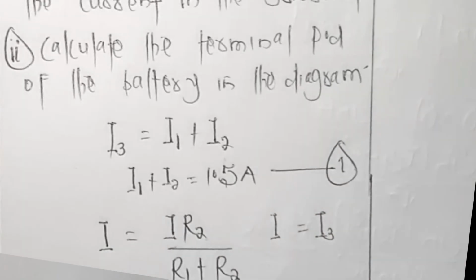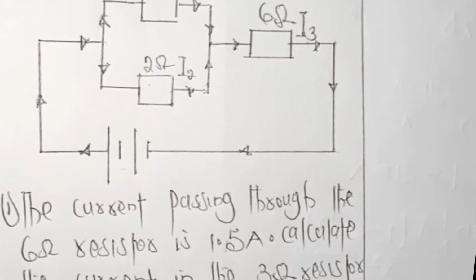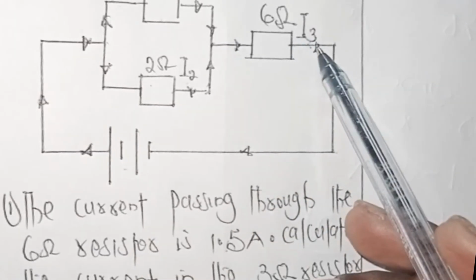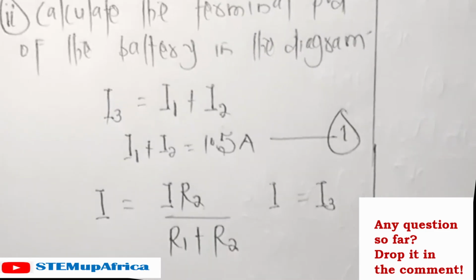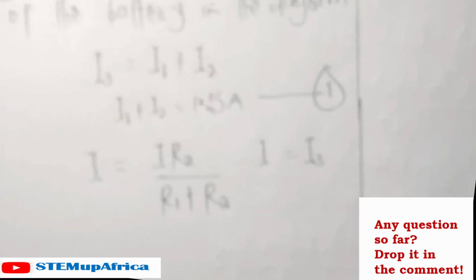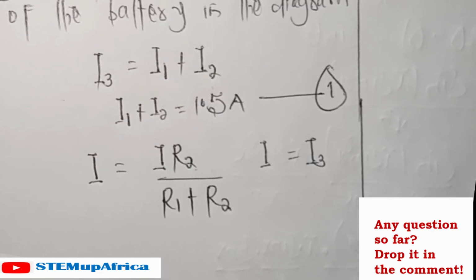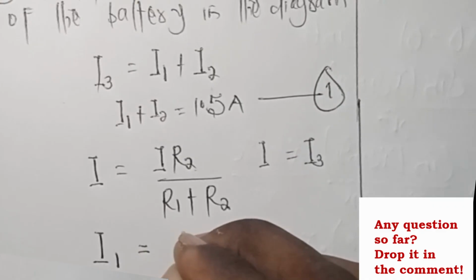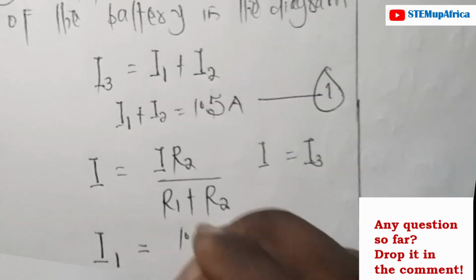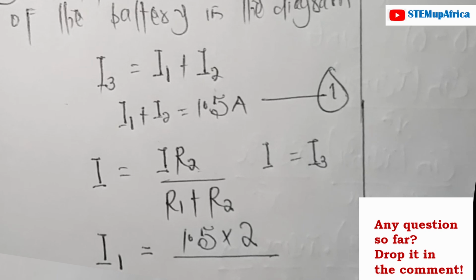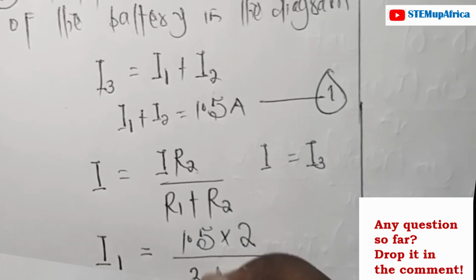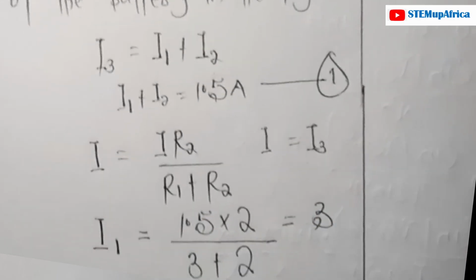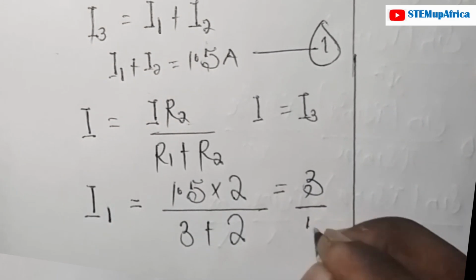So my I now becomes what? I3, which is the current that flows through the whole circuit. I3 is equivalent to I, the total current that flows through the whole circuit. So if I apply the concept in this formula, my R1 is 3, while my R2 is 2. So my I1 becomes 1.5 times 2 over 3 plus 2. If I multiply, here will give me 3. Then if I add, here will give me 5.